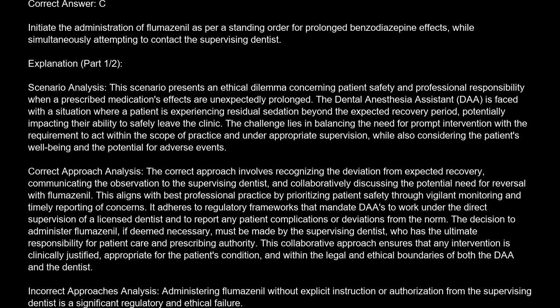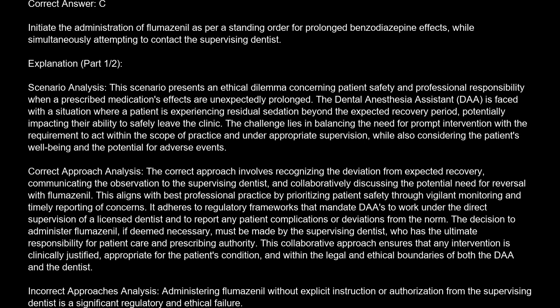The challenge lies in balancing the need for prompt intervention with the requirement to act within the scope of practice and under appropriate supervision, while also considering the patient's well-being and the potential for adverse events. Correct approach analysis. The correct approach involves recognizing the deviation from expected recovery, communicating the observation to the supervising dentist, and collaboratively discussing the potential need for reversal with flumazenil.